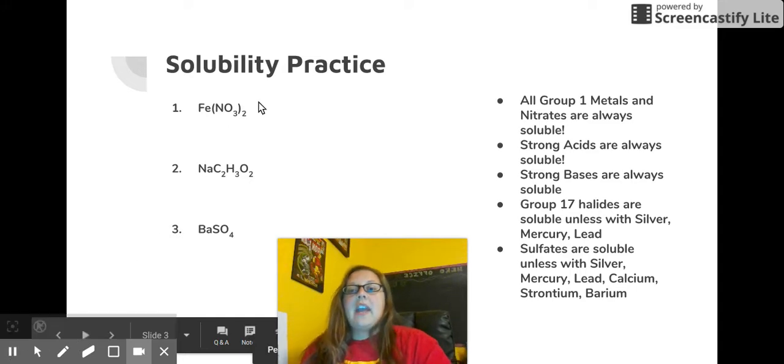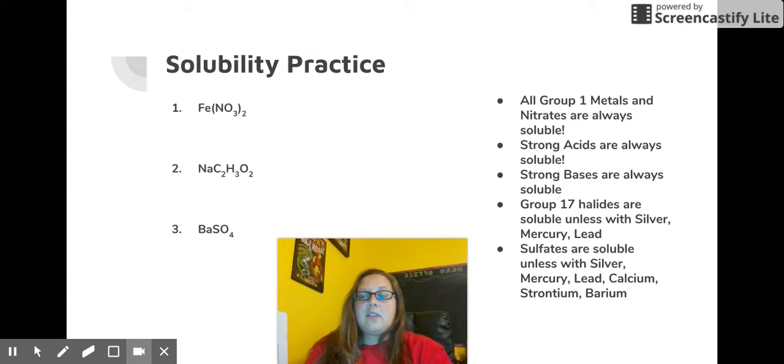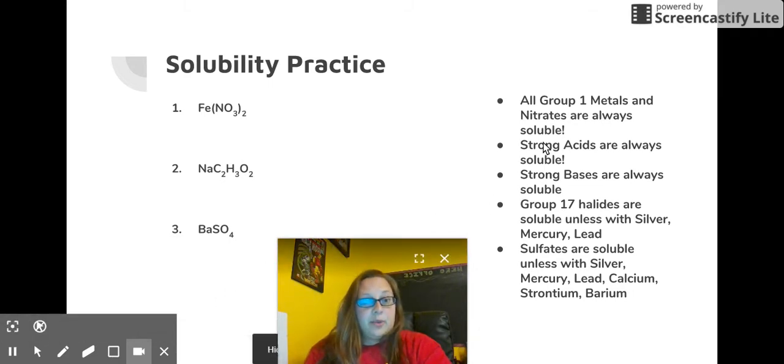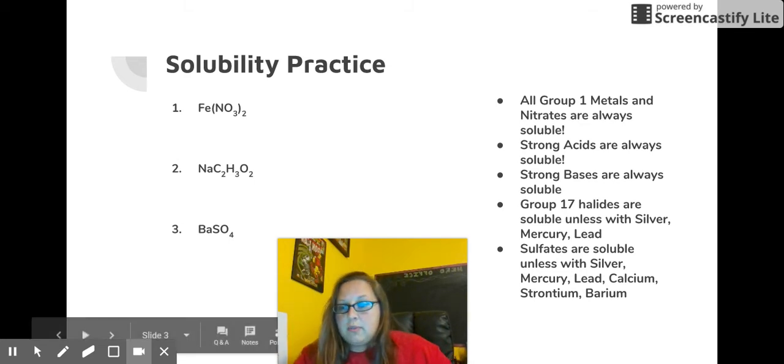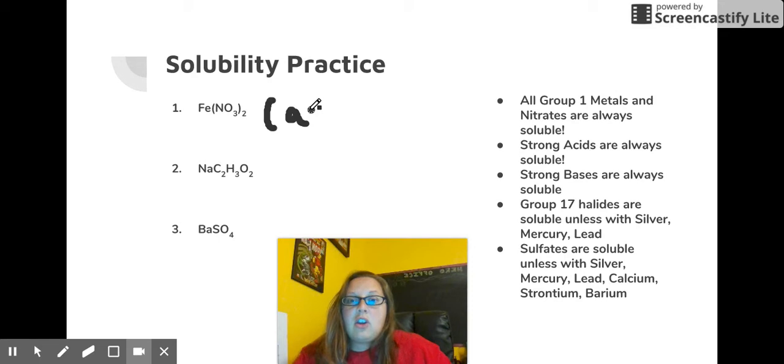Our very first one is iron 2 nitrate. So that's number 1. I need to first classify if this is soluble or not, so I look and see if any of these rules apply. I see that I have a nitrate present here, so I remember that all nitrates are soluble. Nitrates are always soluble. So this compound, iron 2 nitrate, would be classified as soluble. And if I write it in a reaction, I would write a little AQ beside it. Let me show you what I mean by that.